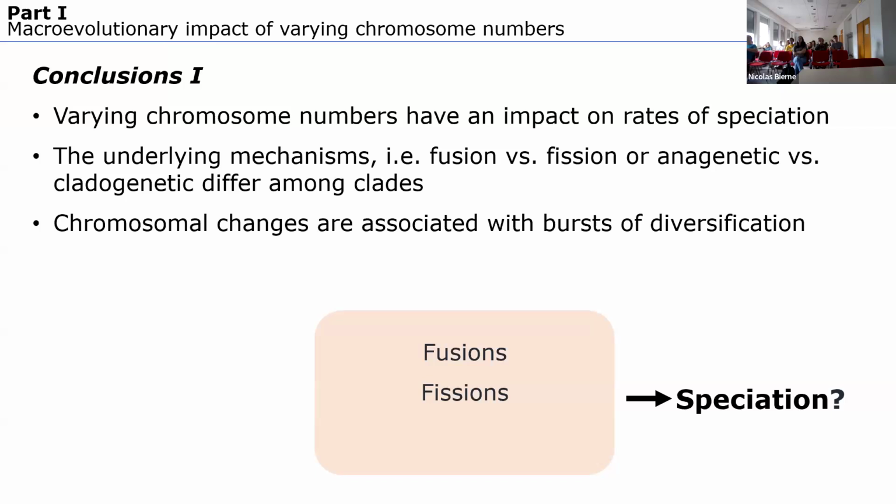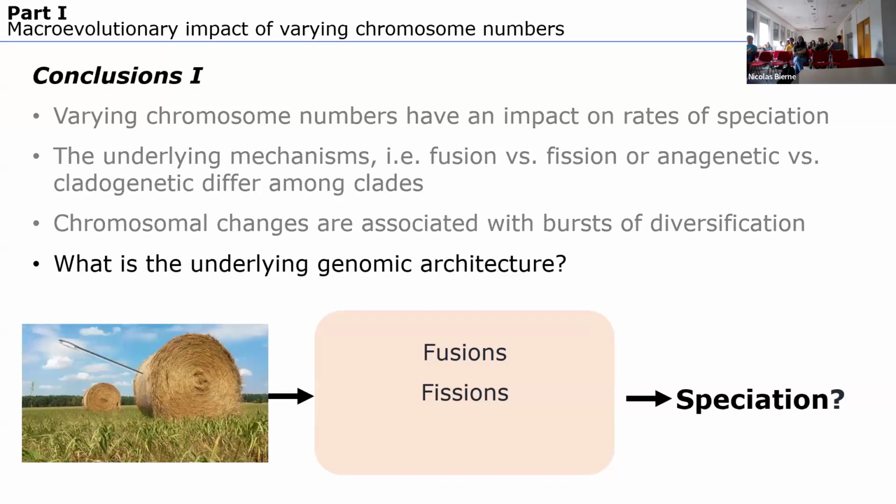This is all correlational evidence so far, but what we're now interested in is actually trying to understand what is the underlying genomic architecture of chromosomal fusions and fissions. Because what I did not tell you so far is that not all butterflies go crazy with chromosome levels. Actually, most butterflies have 31 chromosomes. Only some groups do this, even within Arabia. So we try to understand what causes fusions and fissions. So we try to basically find the needle in the haystack.